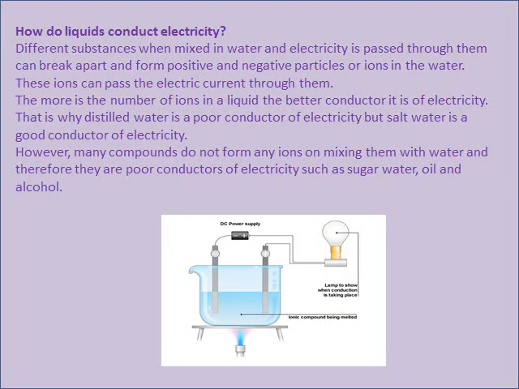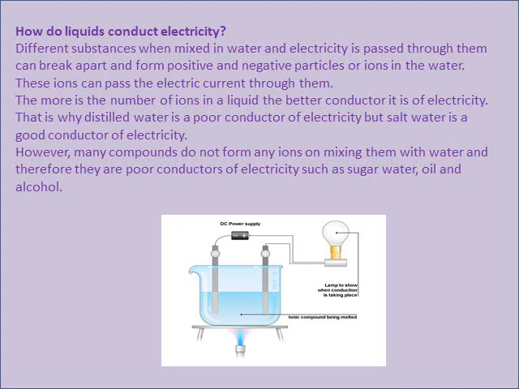Children, let us see how liquids are able to conduct electricity. What is the chemical reason behind the conducting of electricity? We will discuss it now. Different substances, when mixed in water and electricity is passed through them, can break apart and form positive and negative particles, which are called ions, in water. These ions can pass electric current through them.